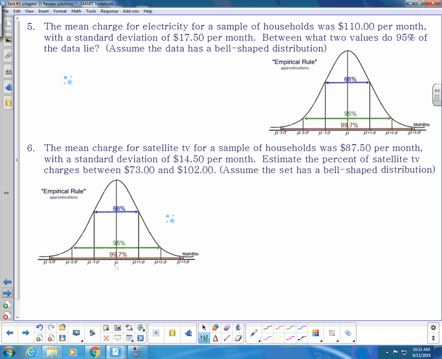The mean charge of electricity for sample households is 110 per month with a standard deviation of 1750 per month. Between what two values is 95%? So 95% is plus or minus how many standard deviations? 2. So we are just going to add and subtract 2 standard deviations from that mean. So I have 110 minus 2 standard deviations, puts me at 75. I have 110 plus 2 standard deviations, puts me at 145. So between 75 and 145. Does that make sense?